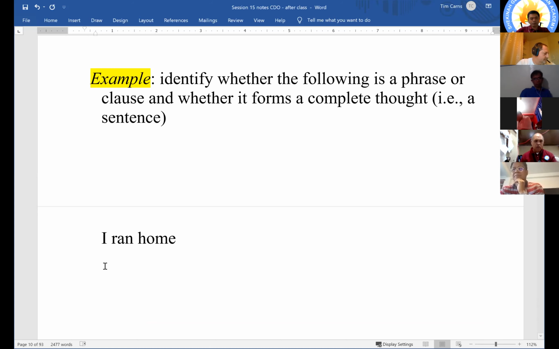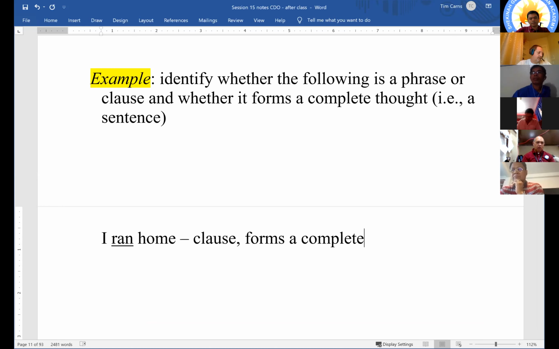I ran home. It's a clause, and it's a sentence. Yeah, notice it's a clause because what is the verb? Ran. All right. And then the subject is? I. I, all right? And it forms a complete thought. It makes a statement. I ran home. All right? We'll start out with some simple ones, and then I'll give you a little more complex ones. But Anselmo, let's do the second one.